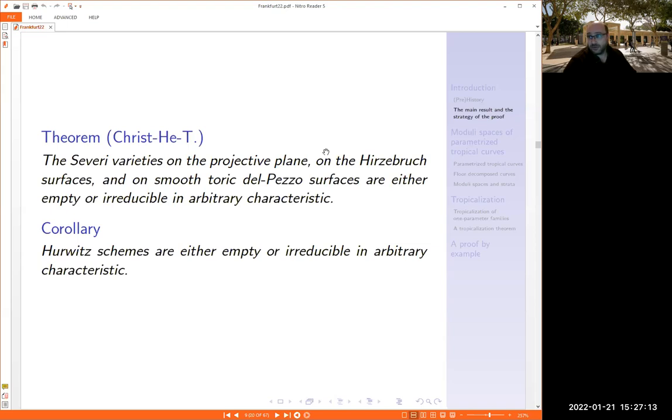This was not known. The irreducibility of Severi varieties in positive characteristic was also not known. And as a benefit, you also get the first direct proof of the irreducibility of MG that involves no reduction to characteristic 0. So this is the main result that I would like to present today.